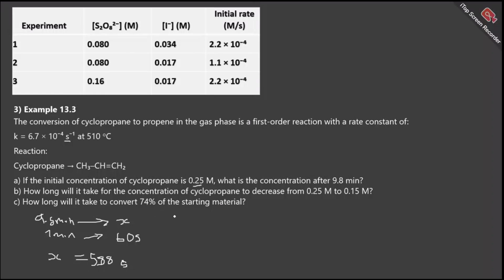Since it is a first order reaction, we're supposed to put it in the first order equation. If you don't remember, this was negative. Do you remember the slope? It was going down. Initial concentration. Okay, so we're looking for this guy, the final concentration. What is it going to be? So just substitute.